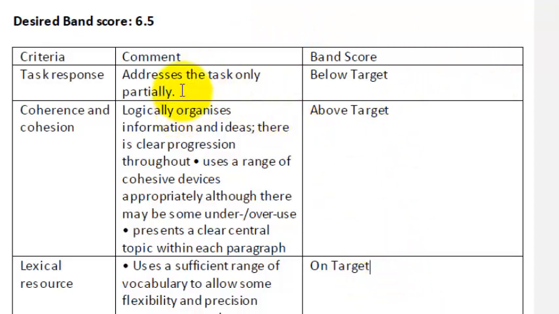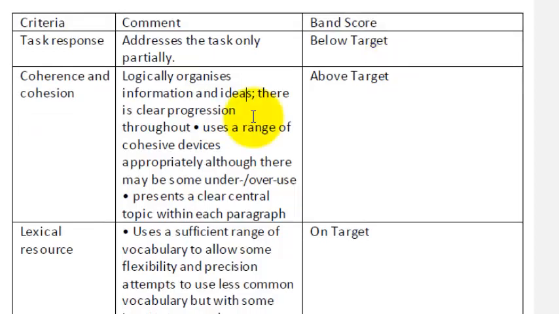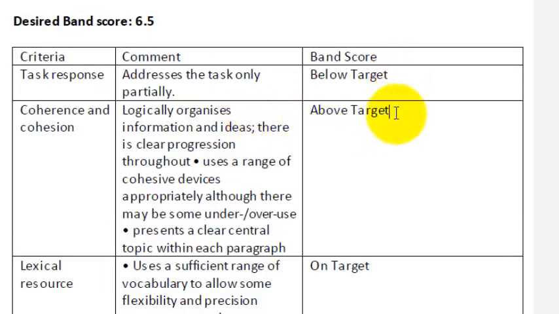And the comments tell you the problem that you're having. So, for example, in task response, she's only addressing the task partially, and therefore she's below the target. In fact, that means that she's band score 5 for task response. Now, we can't give you a specific score because this is not an IELTS test.